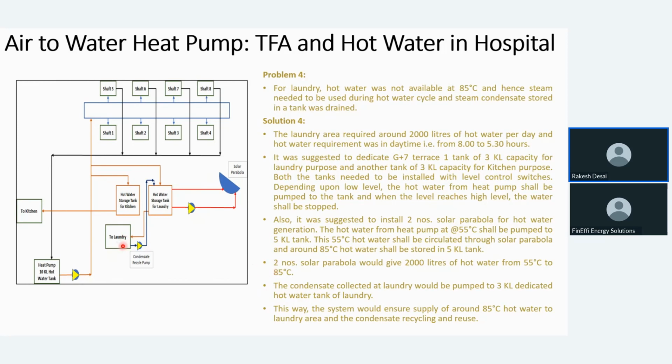And the condensate from the laundry. Now, here it will not be condensate, or rather, I would say it is a hot water return, which will be at around 45 to 55 degrees centigrade, and would be recycled back to the hot water tank. So the condensate, which was otherwise drained, was recycled back to the hot water tank. This way, various problems in the hospital, which had otherwise installed a very good capacity heat pump system, were mitigated and tackled.